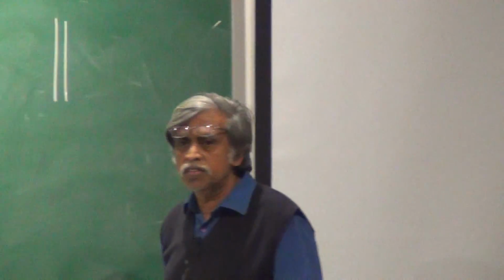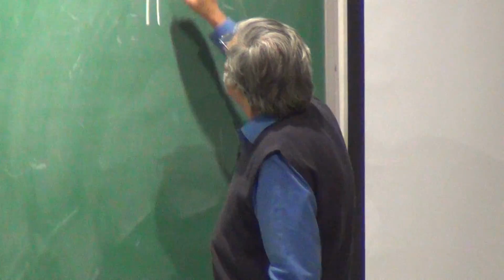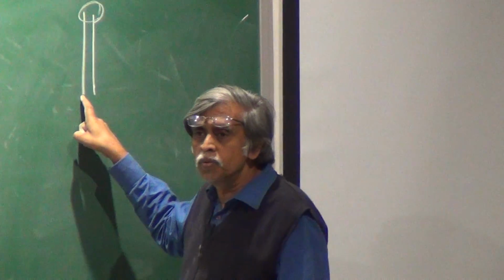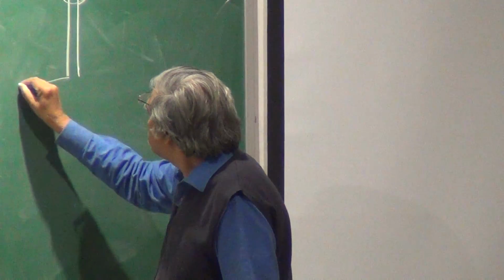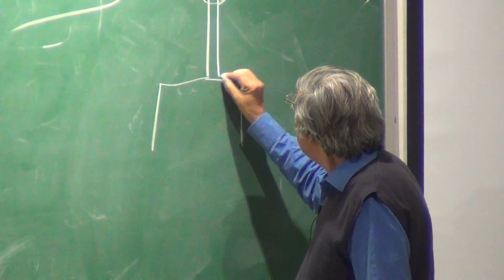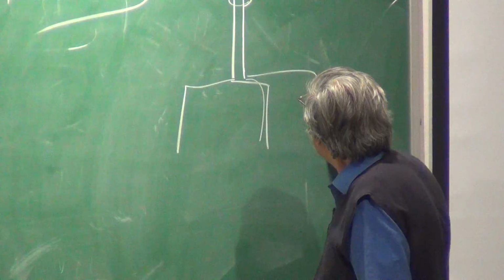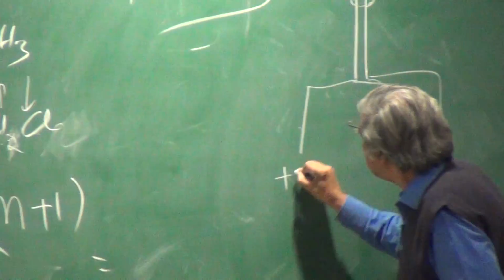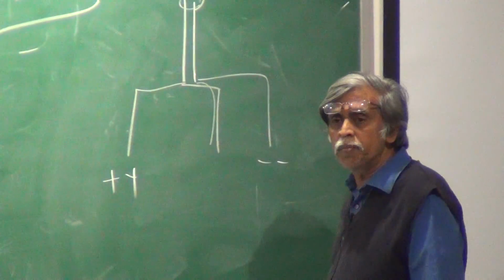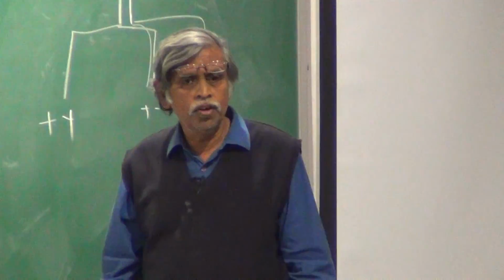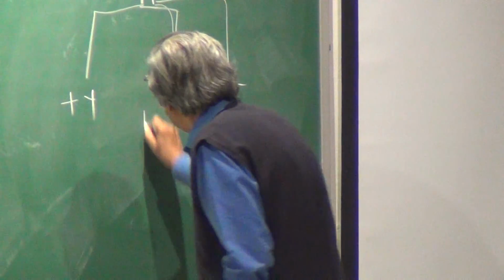If I have two hydrogens, like in this case, and both are equivalent, I put them together. What does this hydrogen do? It splits it into two. And what does this hydrogen do? It splits it into two again. This is the plus plus combination, this is the minus minus combination, and this is the plus minus combination. So you can draw three diagrams.